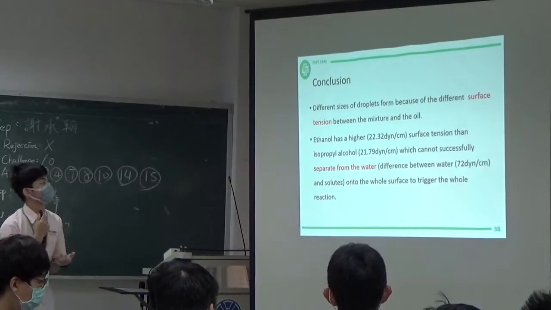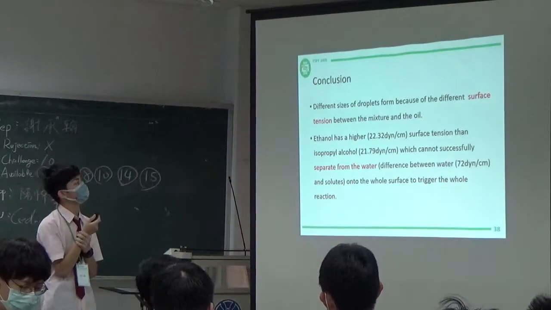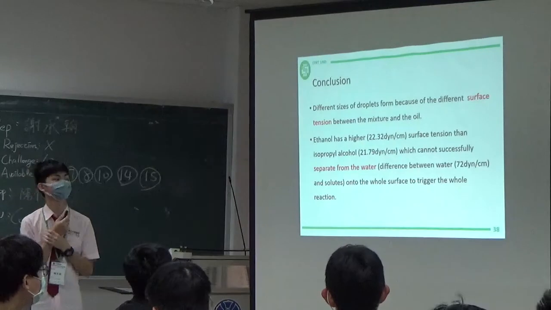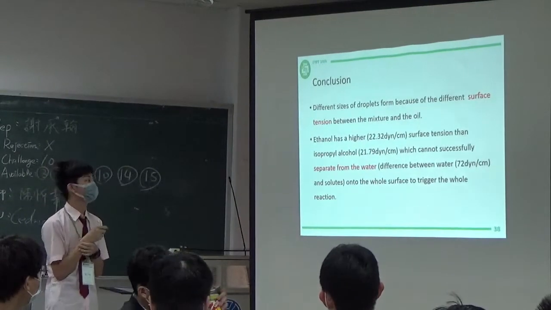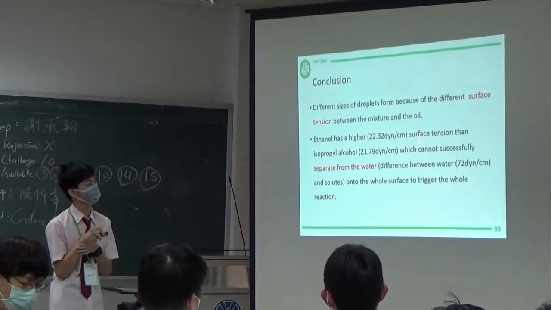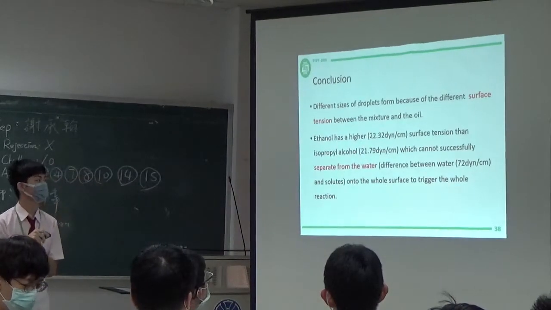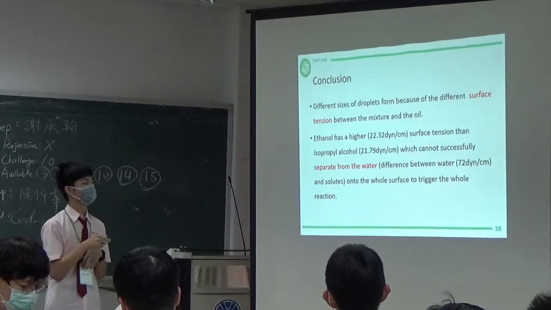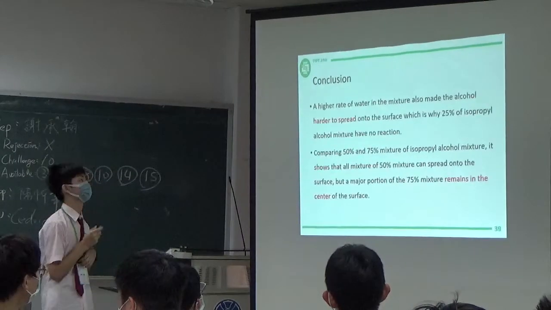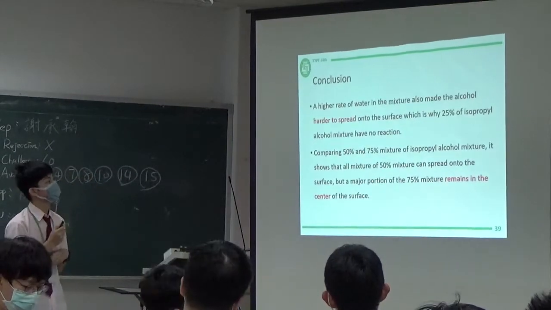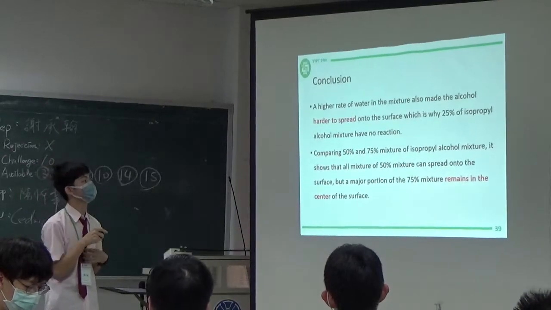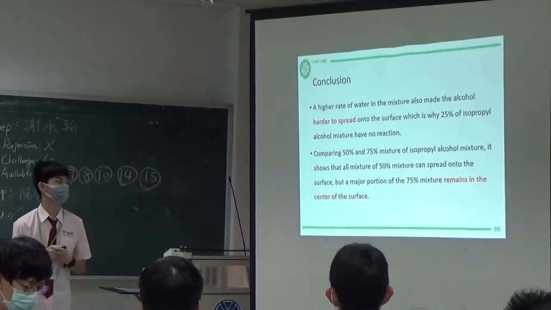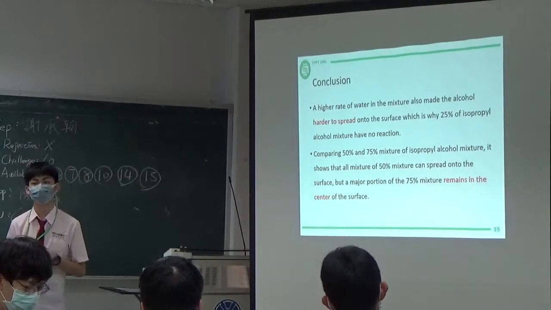So as I move on to my conclusion, we see that different sizes of droplets form because of different surface tension between the mixture and the oil. We think that because ethanol has a higher surface tension than isopropyl alcohol, it cannot successfully separate from water and spread onto the whole surface to trigger the first stage. Then we think that a high rate of water in the mixture also makes the alcohol harder to spread onto the surface, which is why the 25% isopropyl alcohol mixture has no reaction.